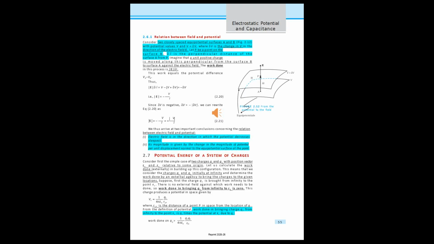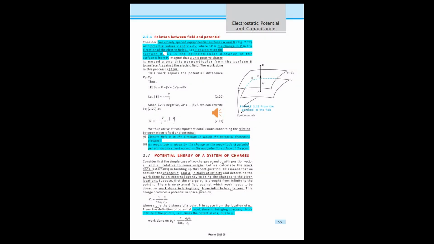We thus arrive at two important conclusions concerning the relation between electric field and potential. Electric field is in the direction in which the potential decreases steepest. Its magnitude is given by the change in the magnitude of potential per unit displacement normal to the equipotential surface at the point. Potential energy of a system of charges.